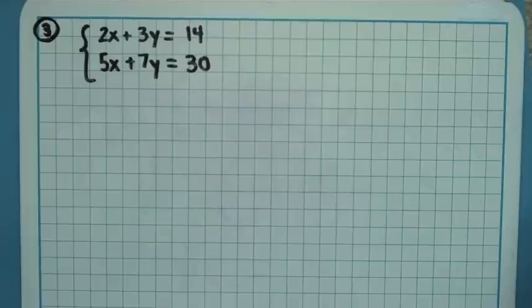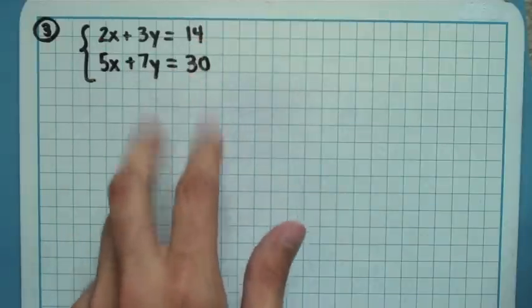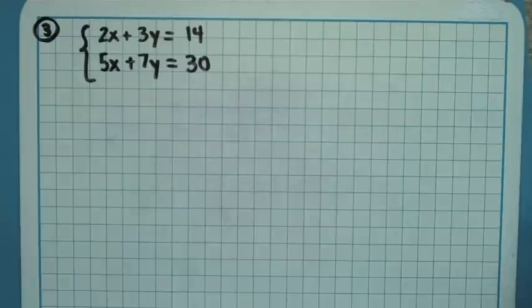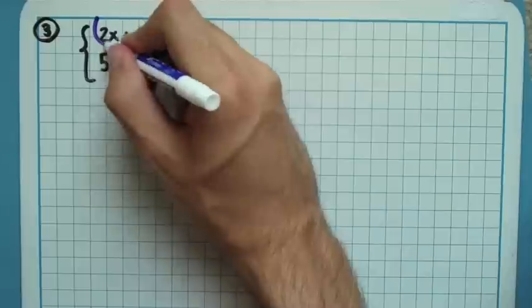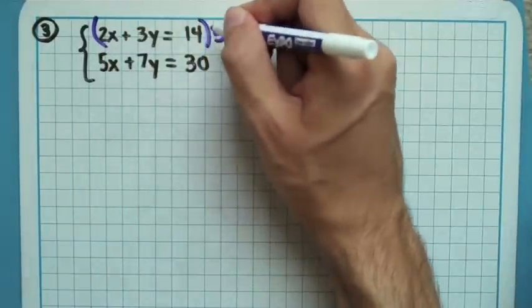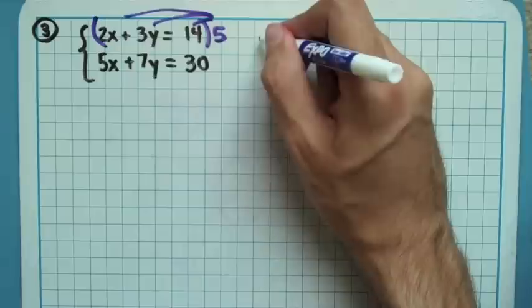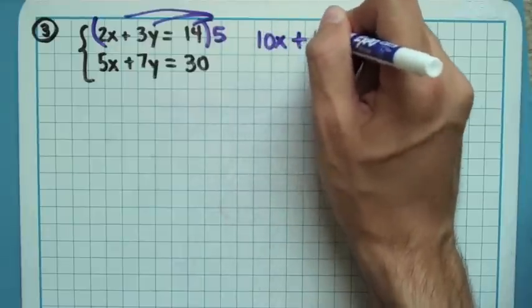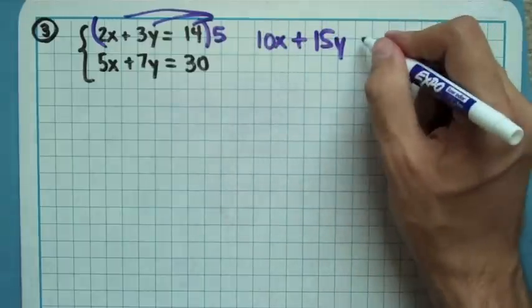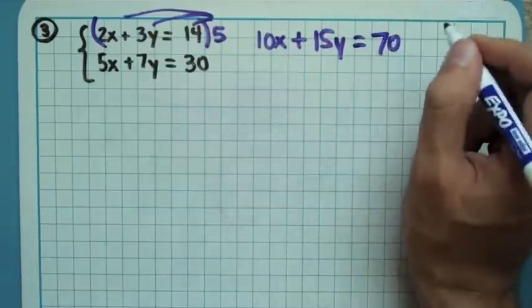So if I could multiply one equation by something and multiply the other equation by something, so I got a 10 and a -10, I would be in good shape. So what I'm going to do is multiply my top equation here by a 5, because 2 times 5 is 10. And I'm going to go ahead and distribute that. I'll get 10x plus 15y equals 70.